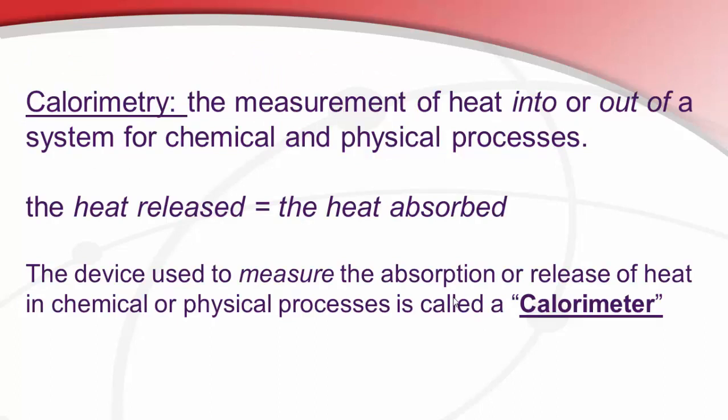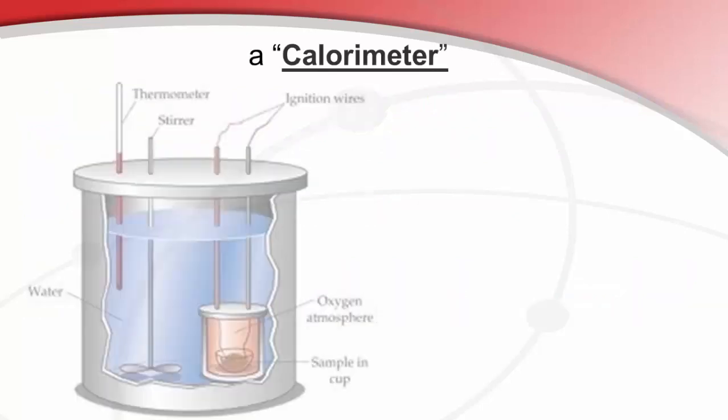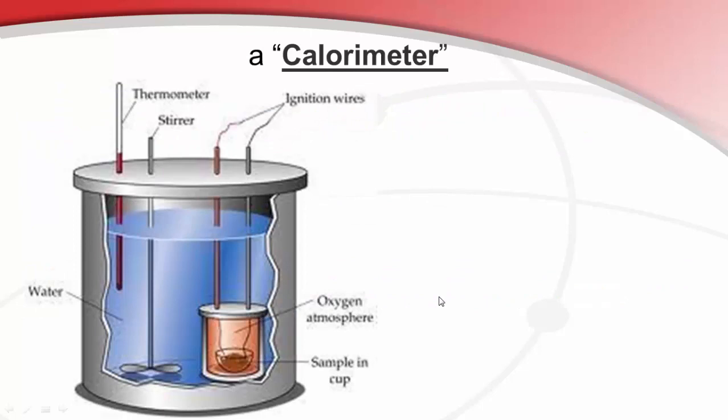So calorimetry is the measurement of heat going into or out of a system for chemical or physical processes. The heat released is equal to the heat absorbed. That's our first law of thermodynamics again. The device we'll use to measure this heat absorption or release is called a calorimeter. And this is a cartoon of a calorimeter here.